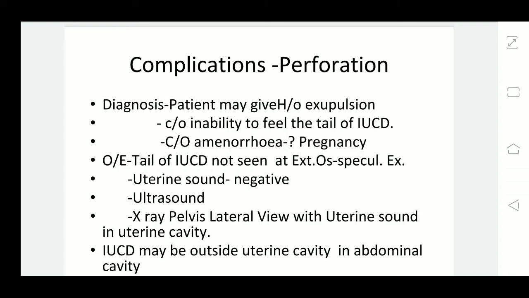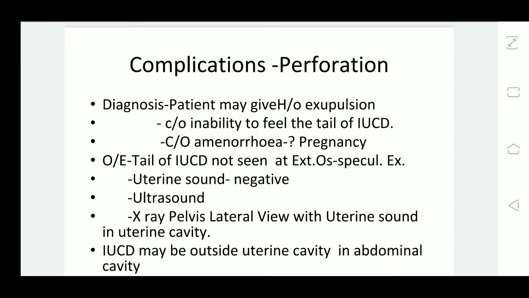Now, if the tail of IUCD is not seen at external os and uterine sounding is negative, with an ultrasound you have to find out if there is copper T present. Now, if it is not present, then she has expelled. But if it is present, then you have to find out whether it is in the uterine cavity or it is in the uterine wall or whether it is outside the uterus in the abdominal cavity.